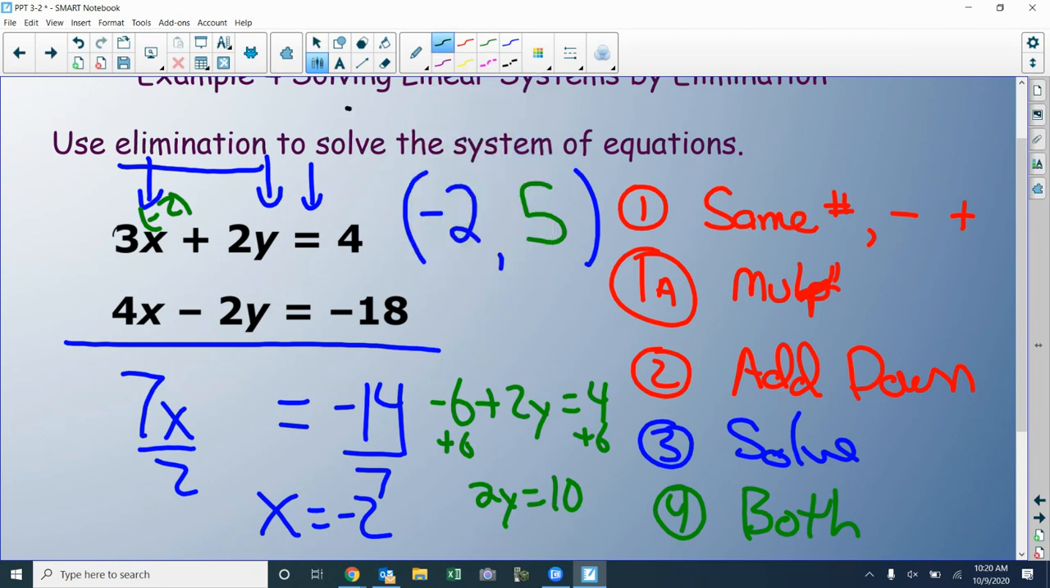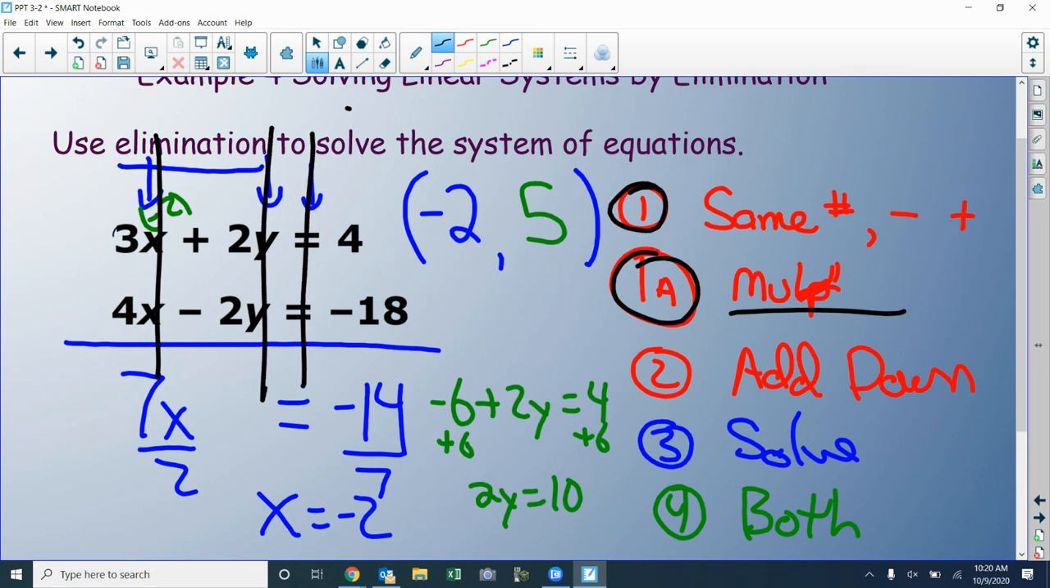Again, step 1, you understand, same number, one positive, one negative. Now, does that always happen? No, you might need to multiply by something. You might need to multiply both equations, maybe only one. A little side note, make sure your x's are lined up, your y's are lined up, and your equals are lined up. Once you get that, add down, solve, get the other one. Questions here? Everybody feel okay?